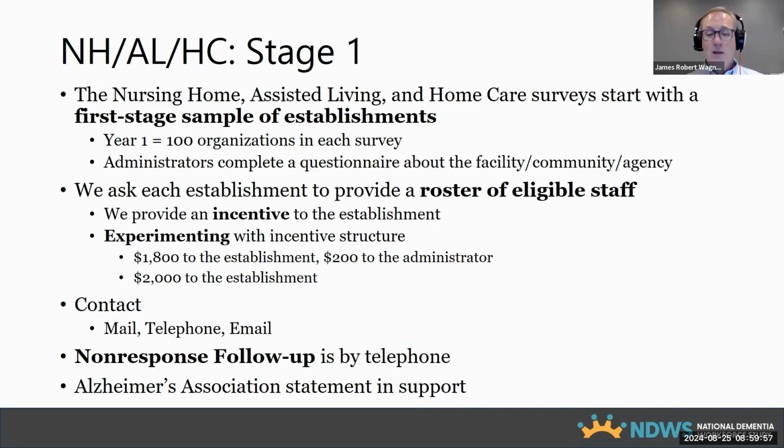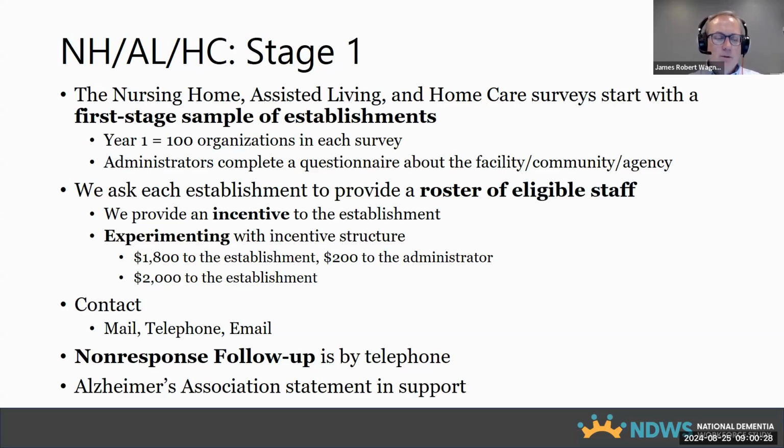And we provide an incentive to the establishment. So we're experimenting with the incentive structure. In one arm, we're going to give $1,800 to the establishment and $200 to the administrator who carries out these tasks. So that's one incentive treatment. And the other incentive treatment is just to give the $2,000 to the establishment. And we'll see how each of these treatments works. Again, we can then alter our incentive design for year two based on the results of this experiment.